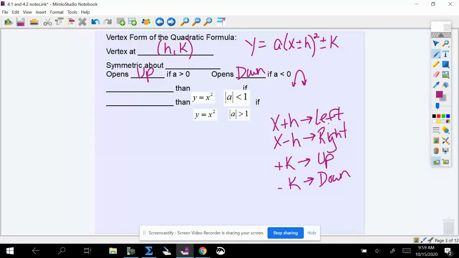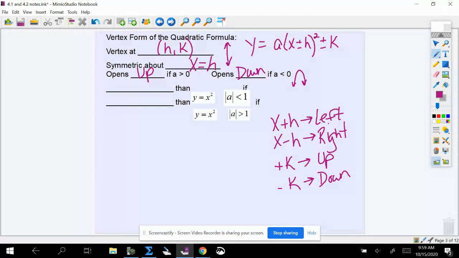It does have a line of symmetry. That line of symmetry, we say it's symmetric about, or your axis of symmetry, will always be x equals whatever the x value is in your vertex. So if your vertex is (5, 8), your symmetry line is going to be x equals 5. It's going to be a vertical line. It's always a line that runs up and down that's going to slice that parabola into 2 equal parts.